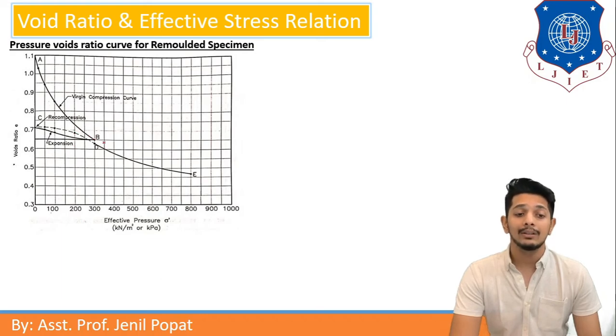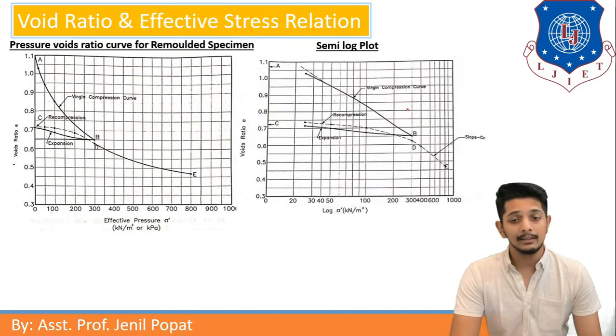So it will not get the original void ratio by giving recompression. Further giving load, we can get the DE curve. DE is also a virgin curve. Now if this curve is plotted on a semi-logarithmic plot or semi-logarithmic graph, it can be seen like this.